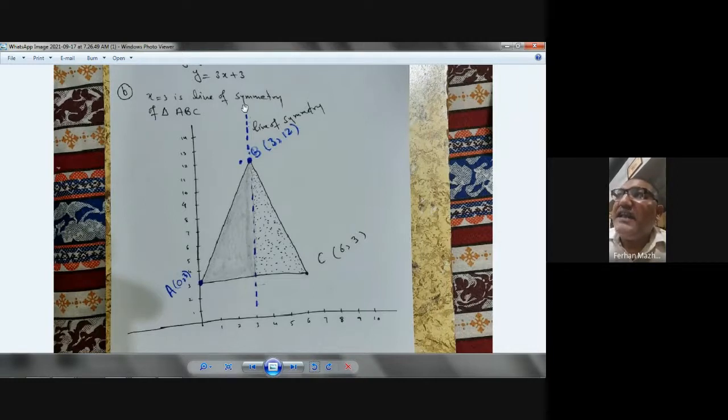So this is the line of symmetry. This is passing through the point B, so its image will not be formed. This point A, you can see, is 3 steps to the left of the line of symmetry. So due to the line of symmetry, exactly 3 steps on the right side, on the same line, I will have the point C.